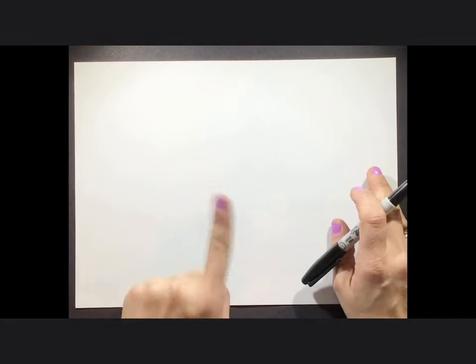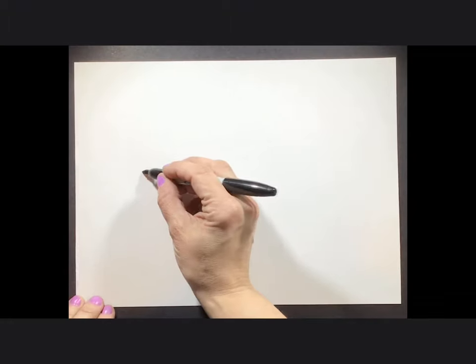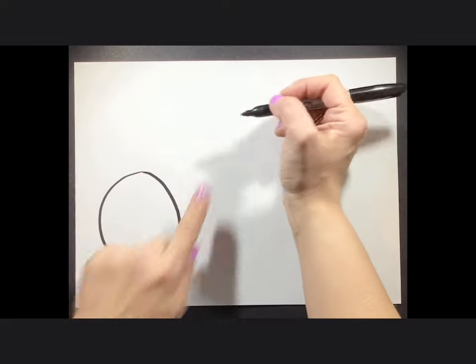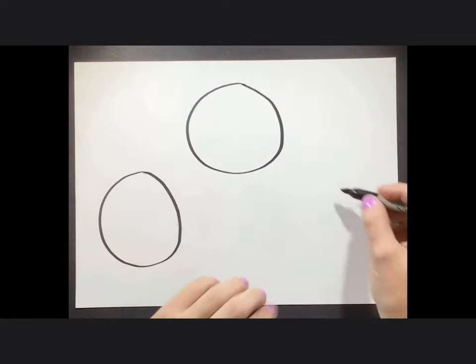All right, so our step one for our Mexican circle flowers is we are going to make 3 circles that take up the space of our page. So we're going to start over here and we're going to make 1 circle. We're going to put one here and we're going to do 2 circles. Over here, we're going to do 3 circles.